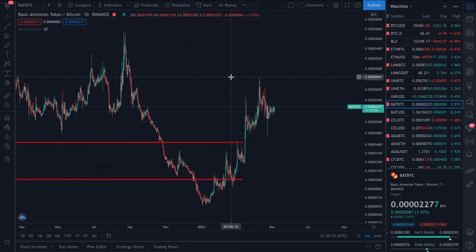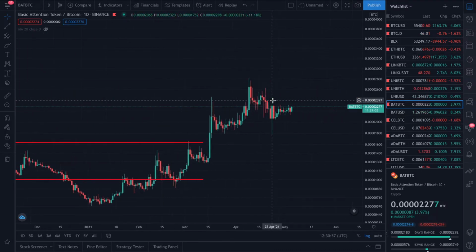Today, we're going to be looking at basic attention token and its values against Bitcoin as well as the US dollar.